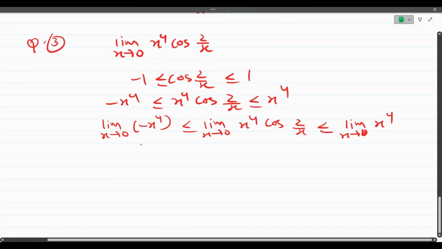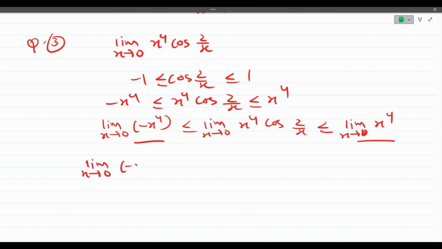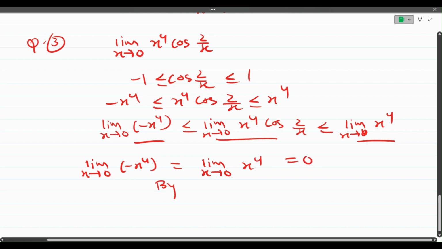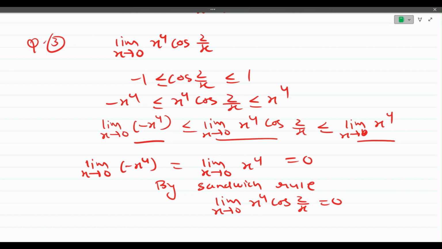And now because negative x to the power 4 and positive x to the power 4 at 0 tend to the limit 0, and this function is between them, again by the sandwich rule we can say that the limit as x tends to 0 of x to the power 4 cos 2 by x will be equal to 0.